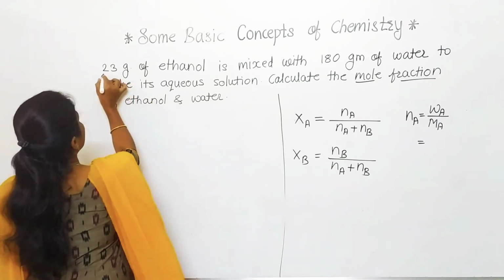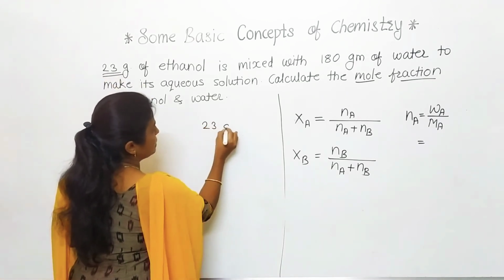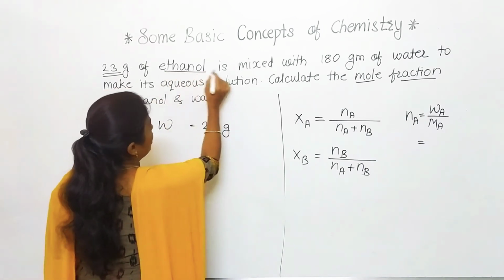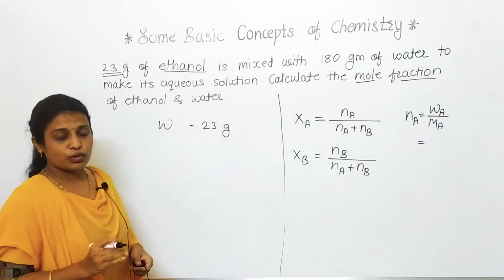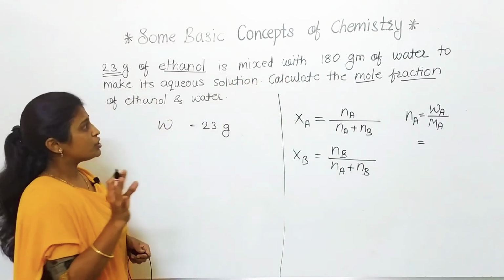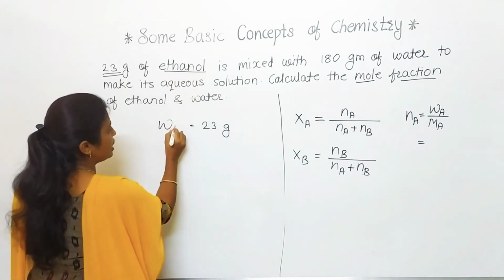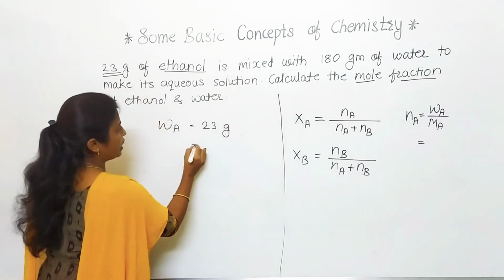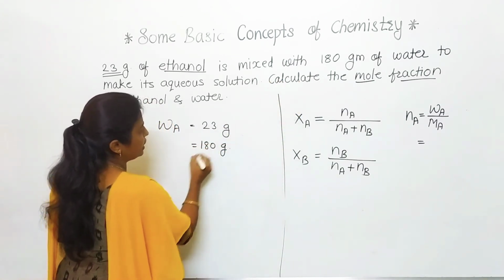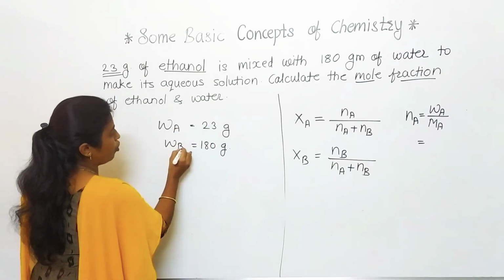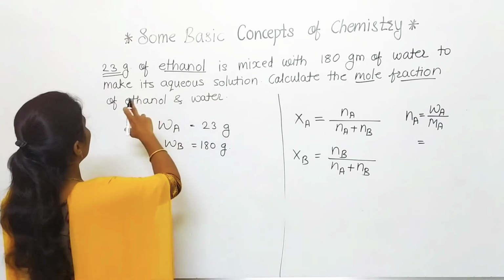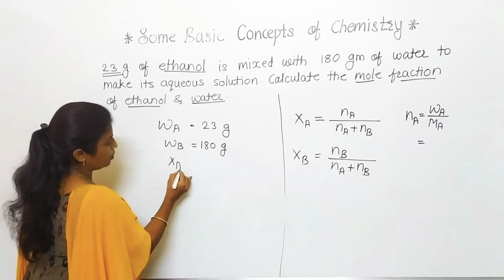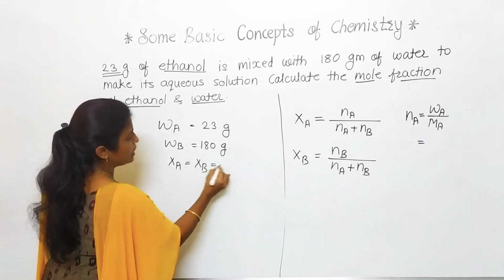Now see, 23 gram means mass is given. Whose mass? That we will discuss. 23 gram of ethanol is mixed with water. As we know, water is always the solvent. So ethanol is the solute, meaning Wa is given. Now with 180 gram of water, again mass is given. It is 180 gram of water, the mass of solvent. Now, to make its aqueous solution, calculate the mole fraction of solute as well as solvent, meaning we have to find XA as well as XB.